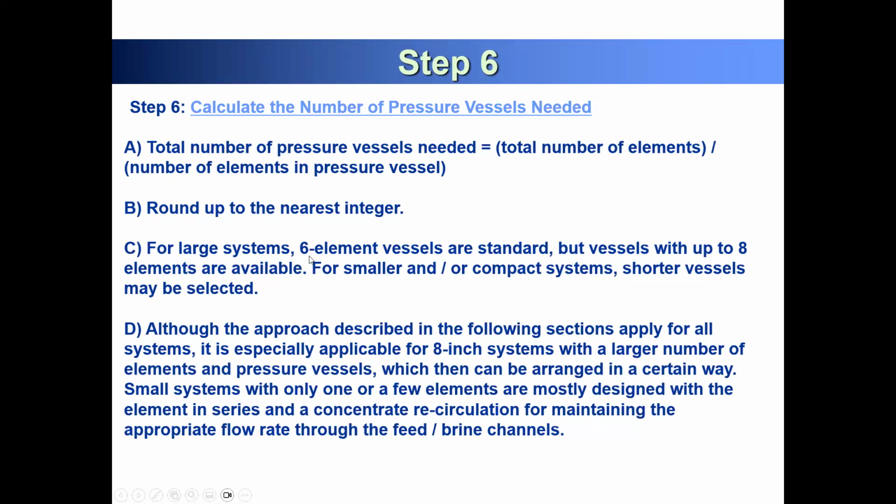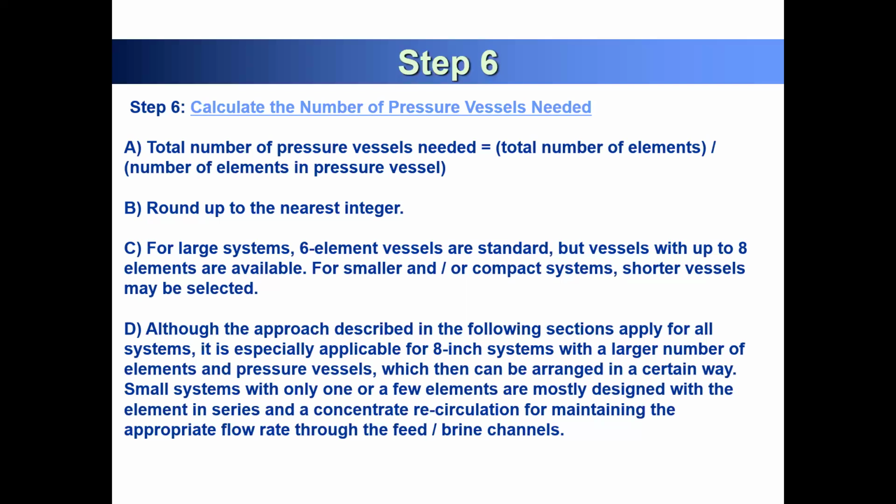And for large systems, 6 element vessels are standard, or 7 or 8 is also possible. So it's up to your design and your pressure vessel size. Vessels with up to 8 elements are available. For small and compact systems, shorter vessels may be selected. So 6 would be the best way to select.